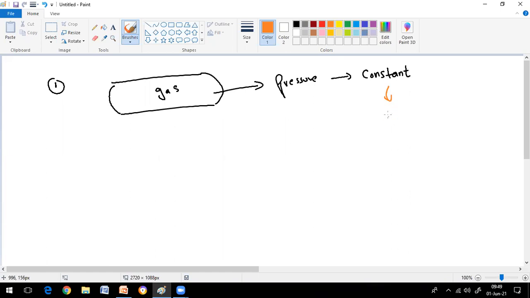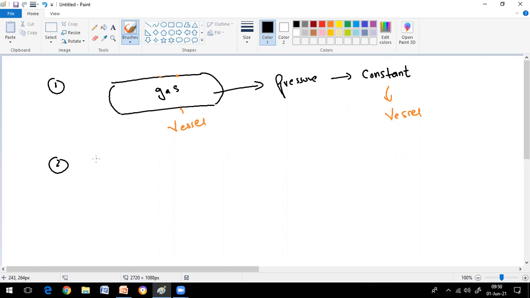Pressure will be constant in all parts of the vessel. Let us take it as a vessel or a cylinder. Pressure is constant in every part. If you take it at this point, the pressure will be the same; if you take it at this point, the pressure will be the same. That is what you need to understand when the cylinders are filled with gas.